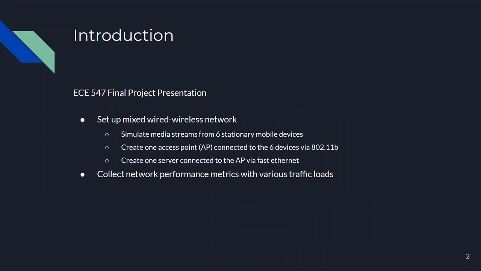So as an introduction in the final project, we had a few tasks that we did. We set up a mixed wired wireless network which simulates media streams from 6 stationary mobile devices. We also configured an access point to connect to these devices via 802.11b, and we had one server connected to the access point via fast Ethernet. In our tests, we collected various network performance metrics with varying traffic loads.